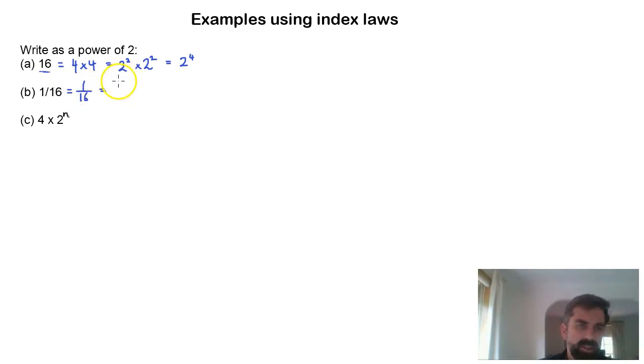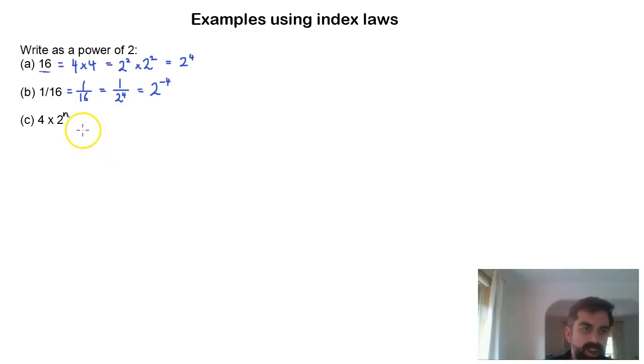Well, we've just worked out that 16 is 2 to the power of 4, so that's the same as 1 over 2 to the power of 4. But based on one of our last index laws there, if it's 1 over something, then that power becomes a negative. So it's going to be 2 to the power of -4 in this case.